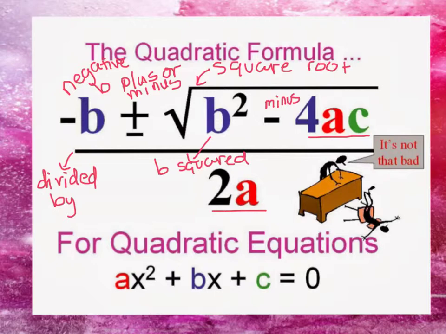So here I've written around the quadratic formula how to read it and say it in words and also write it in words. So we have negative b plus or minus the square root of b squared minus 4 multiplied by a multiplied by c, and this is being divided by, that's what this divisor bar means, divided by 2a. And this is for the quadratic equation that is in standard form, ax squared plus bx plus c is equal to 0. And I kind of like this picture where it says it's not that bad. It looks kind of complicated, but it really is not that bad.